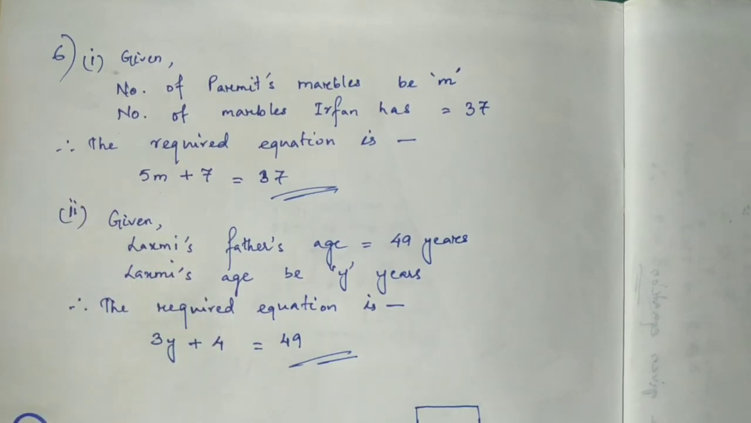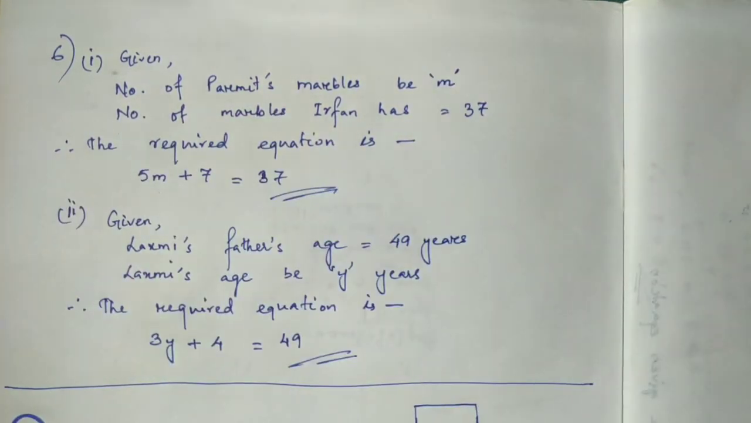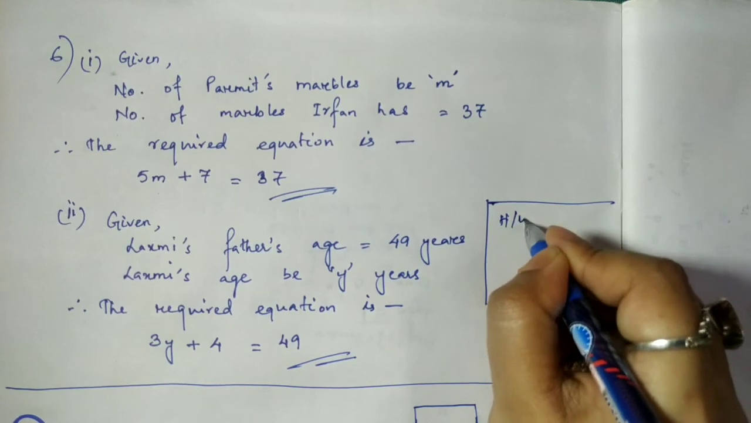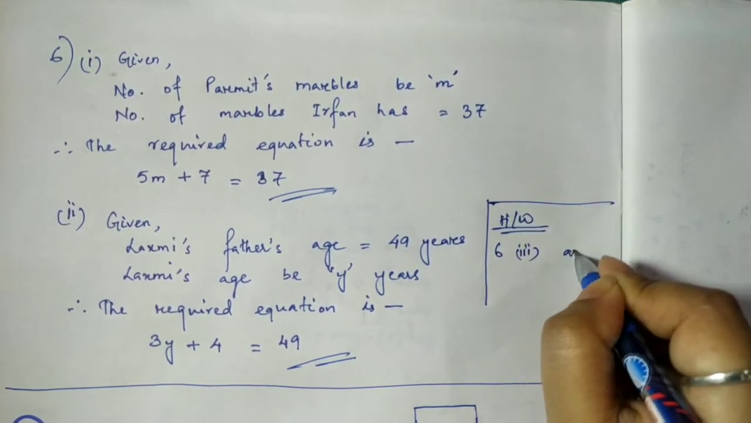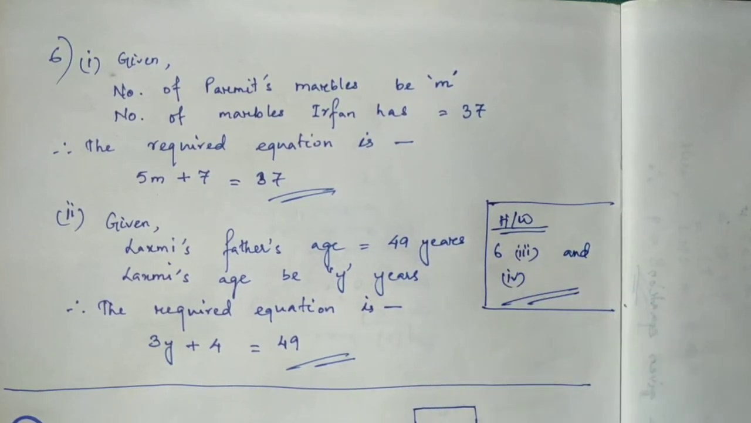So in this exercise we have only learned how to form equations from a given statement, or how to write a statement from a given equation. Now you have 2 more sums here that will be your homework. That is from this question number 6, 3 and 4 will be your homework. You have to try this one. Please write down the statements properly so that you don't make any mistake.